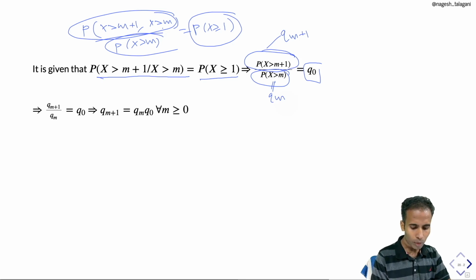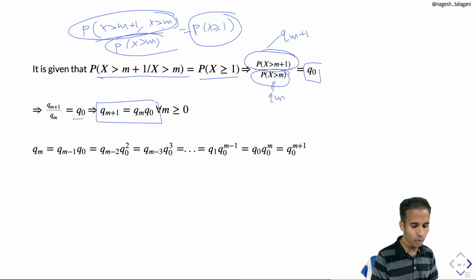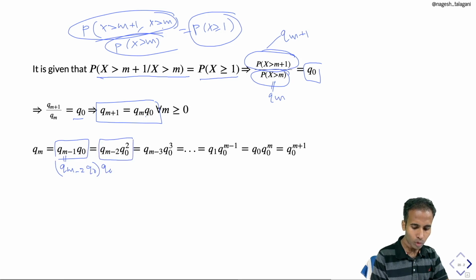Q(m+1) by Q(m) equal to Q naught means this is the recurrence relation we got. Q(m+1) equals Q(m) times Q naught. Okay, fine. Now the Q(m) again we can write Q(m-1) times Q naught. Again Q(m-1), we can write Q(m-2) Q naught into again Q naught. So this is going to be Q(m-2) Q naught square. If you repeatedly substitute, you will end up with Q naught to the power of m plus 1. Q(m) is going to be Q naught to the power of m plus 1.